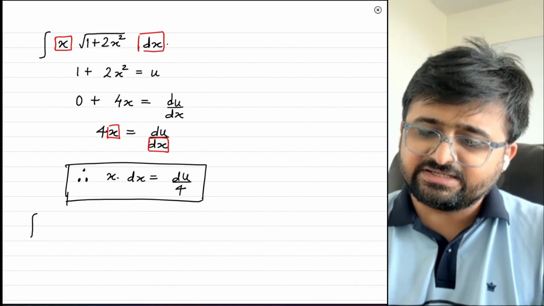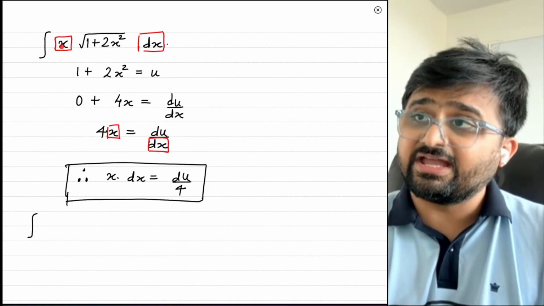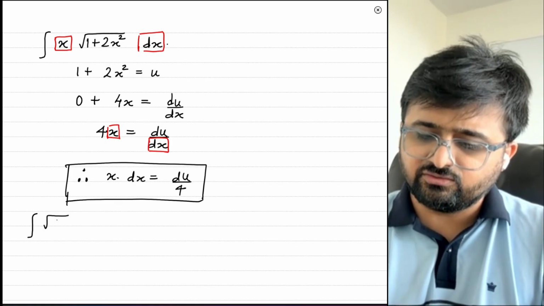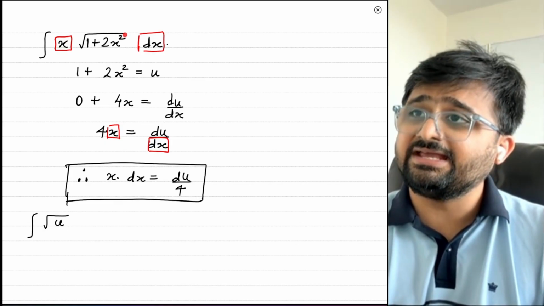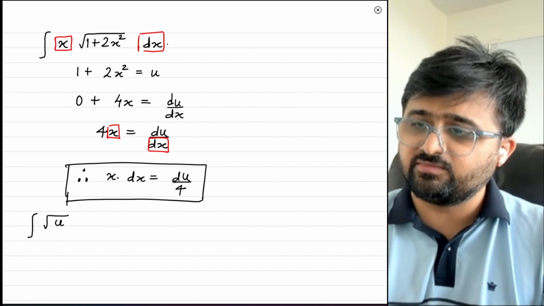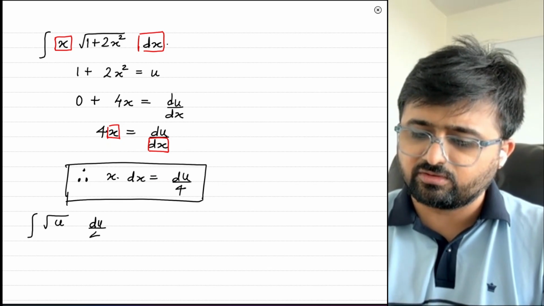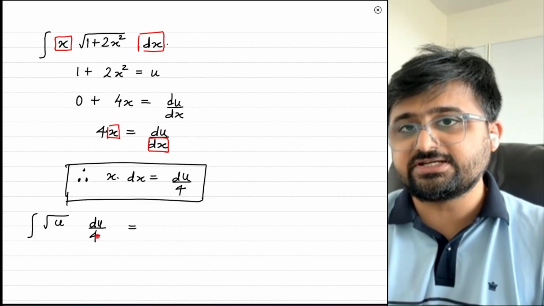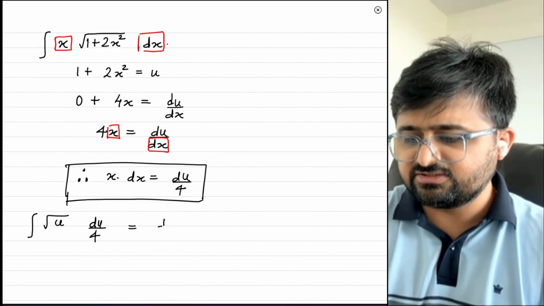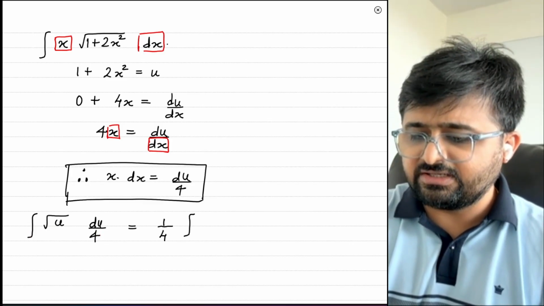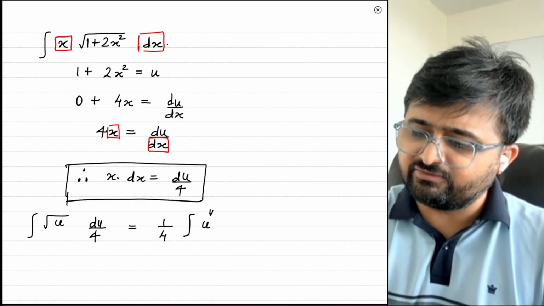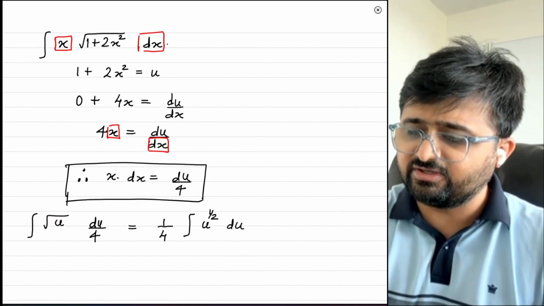So now let's convert that integral into the u world. So we have square root of, this is u. So we have square root of u, and that x times dx is nothing but du divided by 4. Okay. Now this is very simple to integrate. This 4 is constant, can be taken out of the integral. So it's 1 by 4 integral of, and that square root of u is nothing but u to the power half. It can be written as u to the power half.